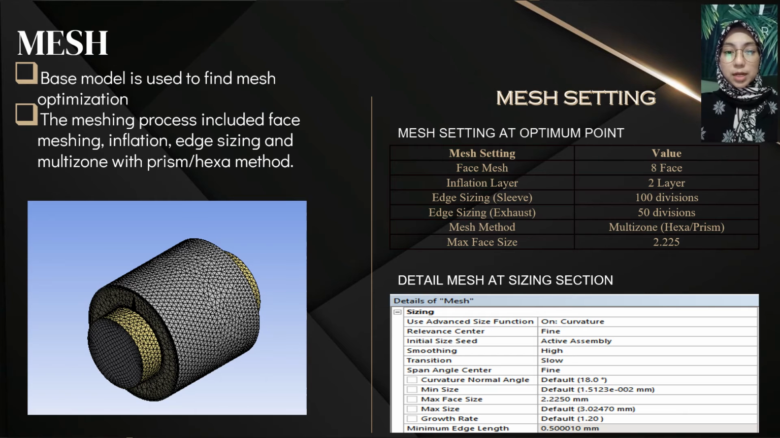For the mesh step, the base model is first used to find the mesh optimization to get the optimum point of the mesh. The mesh process includes face meshing, inflation, edge sizing, and multi-zone with prism and hexa method. After mesh optimization is obtained, the maximum face size number is used for the fin type model. Here is the mesh setting at optimum point for fin type and the detailed mesh setting at sizing selection.